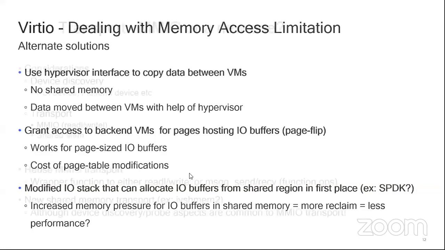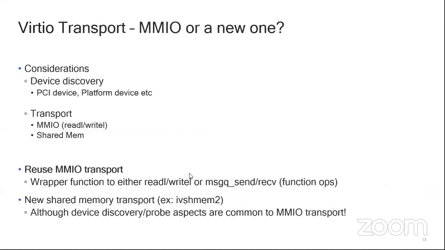So this is one part of the problem, how we overcome the memory access limitation problem. The second part of the problem that we had to deal with was lack of support for MMIO. The hypervisor that we are considering does not support trapping config space access and delegating the handling of that to the backend.